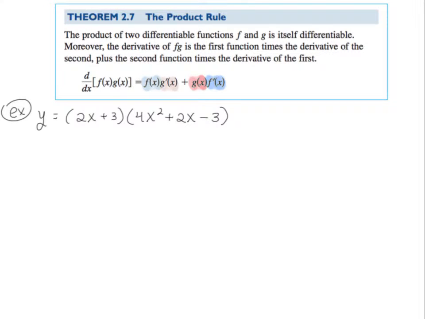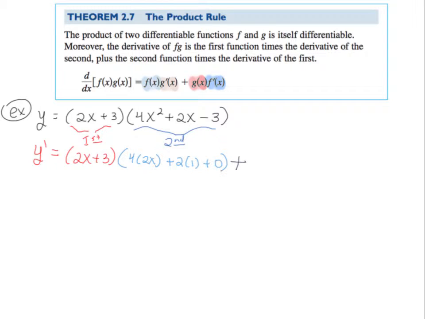Example 1: we'll let our first function be 2x plus 3, and our second function be 4x squared plus 2x minus 3. So using the product rule, I copy down the first function, take the derivative of the second function, plus the second function, just copy it down, times the derivative of the first function.